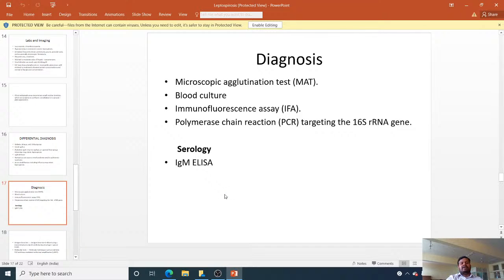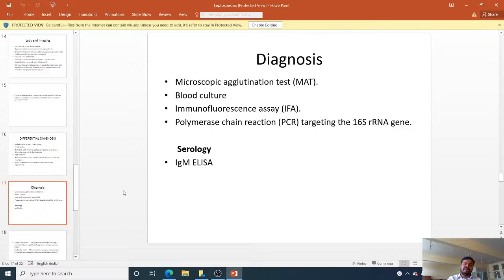How do you diagnose? There are several tests. Okay, the most followed is the IgM ELISA. Okay, and the RT-PCR can also be done. These are all the tests which were done earlier. The blood culture, isolation of the organism, culture of the urine, blood, and also CSF can lead you to the diagnosis. And the microscopic agglutination test, also called MAT, can be done. Blood culture, immunofluorescence assays, and PCR targeting the 16S ribosomal RNA gene can also be done.